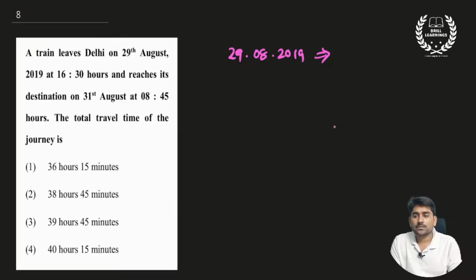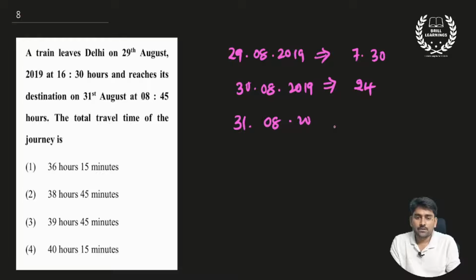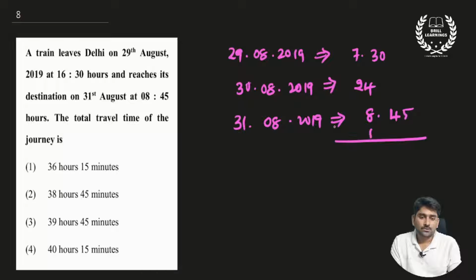Train started at 16:30 hours, means up to 12, 7 hours 30 minutes traveled. Next, on the 30th, full day. The train traveled on the 30th for the full day, that is 24 hours. On the 31st, the train traveled for 8 hours 45 minutes. Add up all these three values. So 1 hour 15 minutes here. So 40 hours 15 minutes.